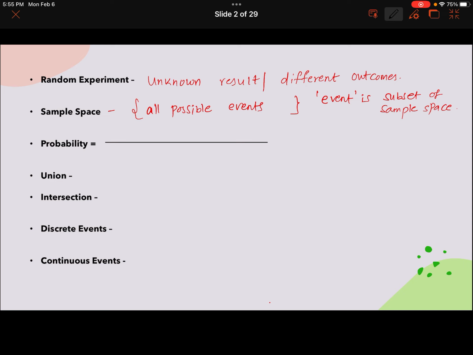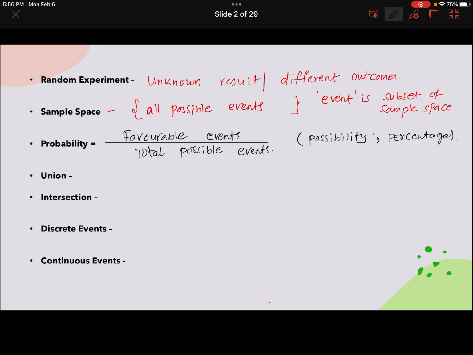Probability is like possibility. Some people call it probability. Probability is defined as favorable events to total possible events. It's like possibility, percentage as well.